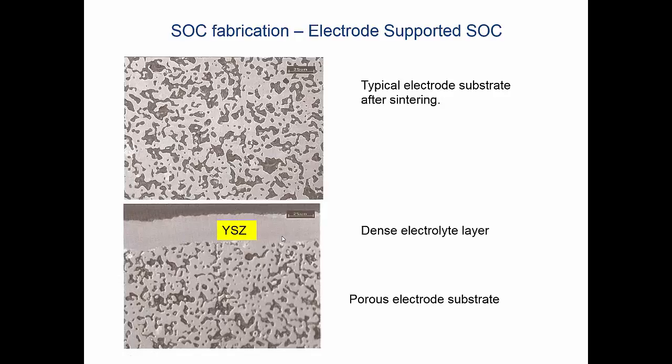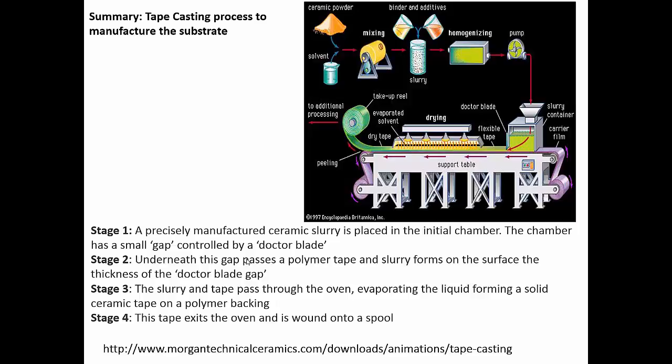So the previous slide showed you a cell that we were developing based on the electrolyte being the support layer. Here is another example where we've used the porous electrode substrate first, and then we've deposited down a dense layer of YSZ on top of that.